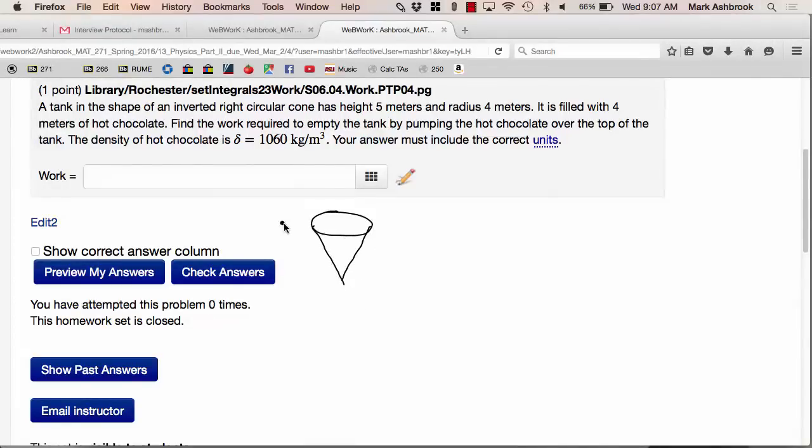Okay, and so the height is 5 meters. Radius is 4. That's the radius at the top. Okay? And it's filled with 4 meters of hot chocolate. And again, it's our blue hot chocolate.